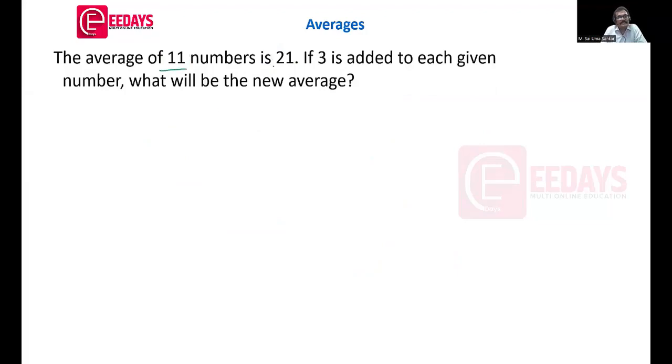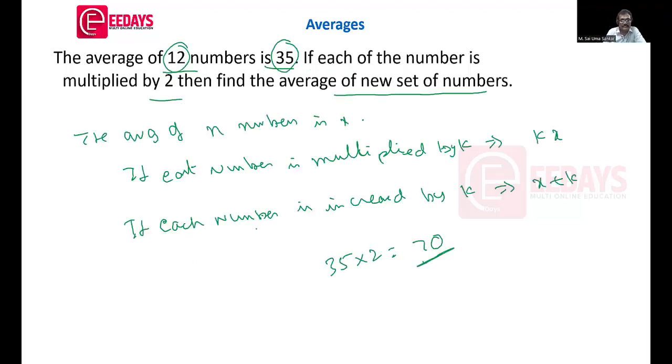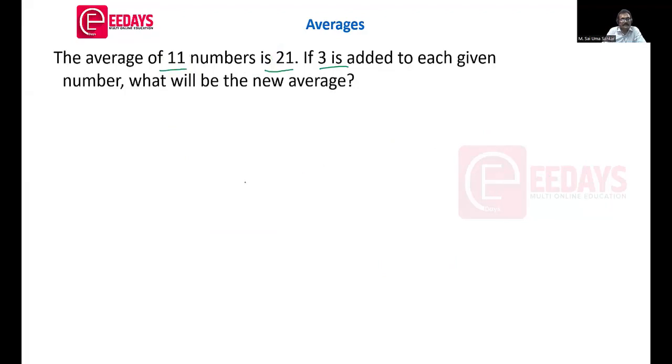Next, the average of 11 numbers is 21. If 3 is added to each number, what will be the new average? Already I explained previously: if each number is increased by k, the new average is x plus k. Now here, it is 21, and each number is increased by 3. So the new average is equal to 24, which is the required answer.